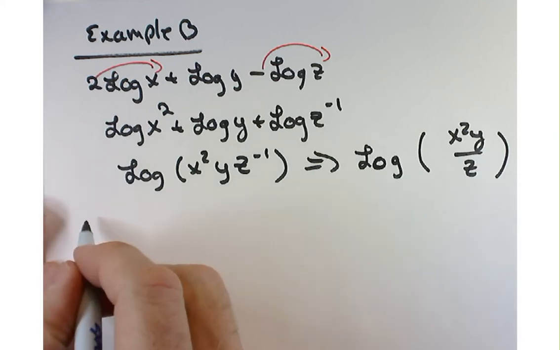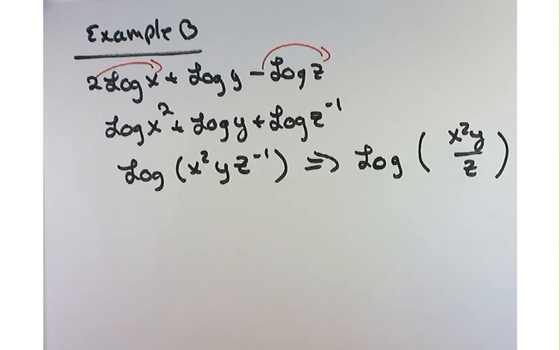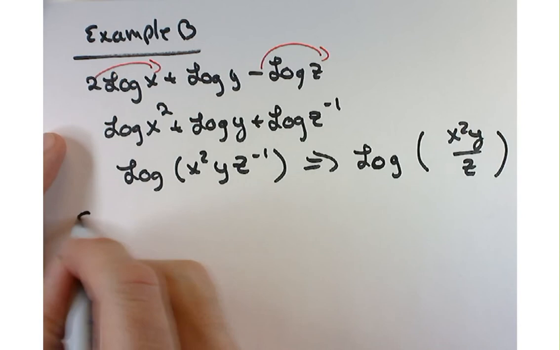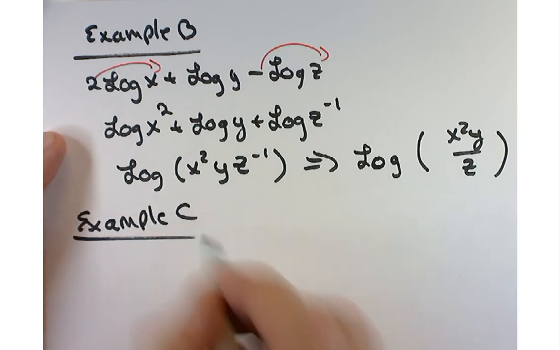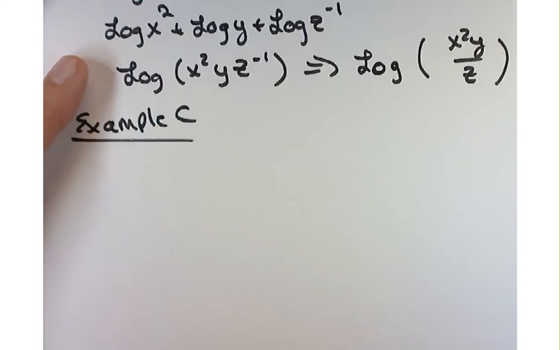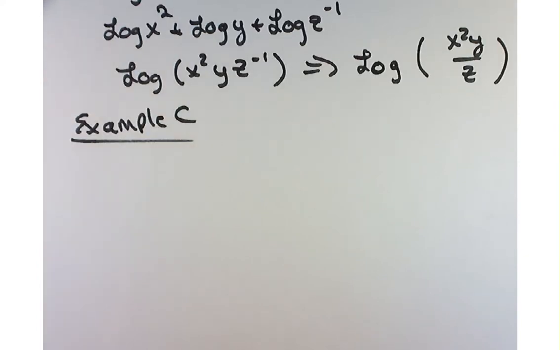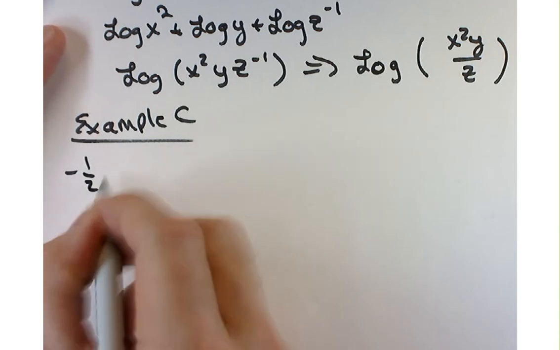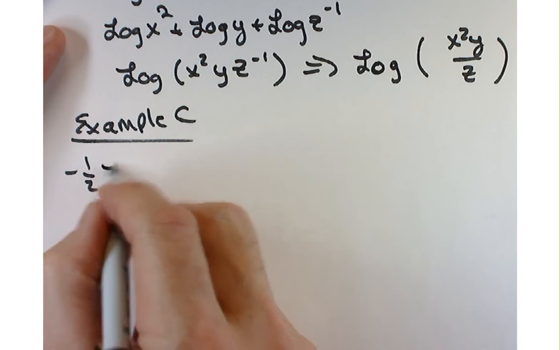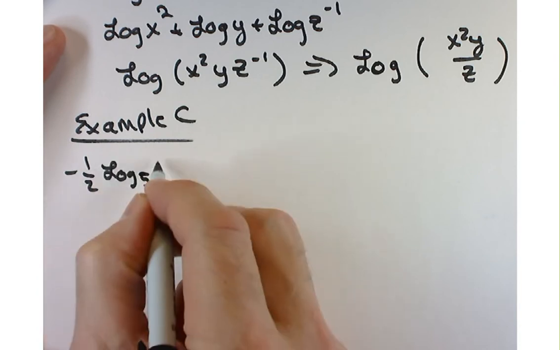Let's do a couple more here. I'm going to evaluate a couple examples. And this first one, example C, I've got a couple parts to it that I'm going to do in different ways. So the first one is negative 1/2 log base 5 of 25.